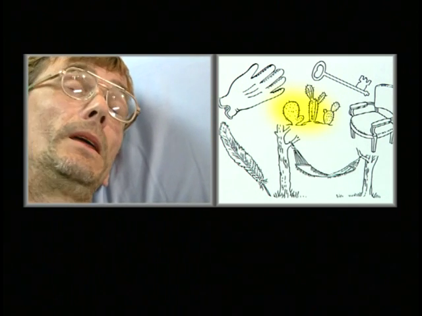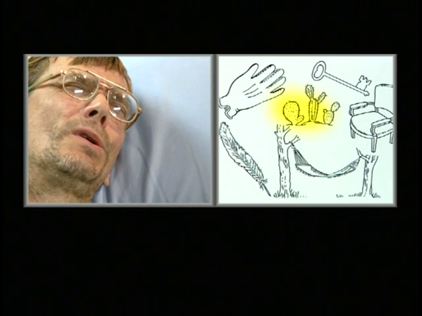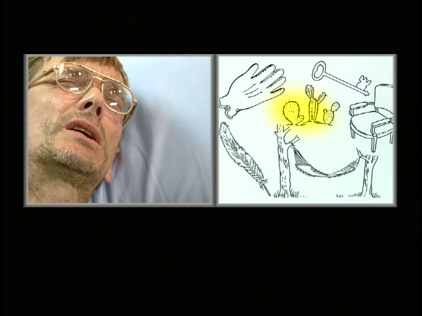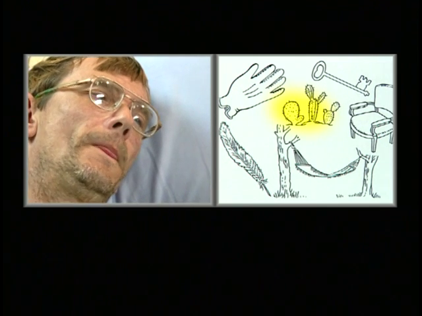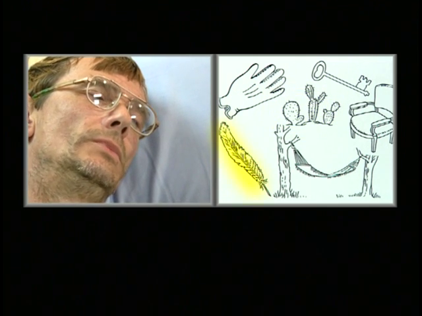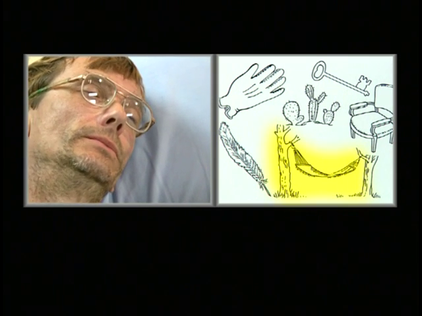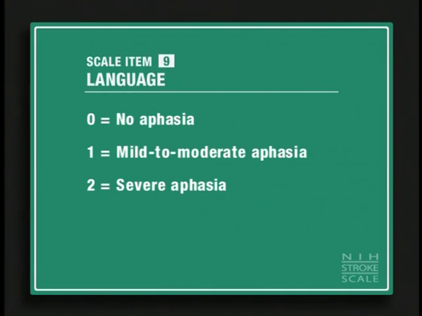Cut. I cannot pronounce. Okay. How about cat? Cuts. Good. All right. How about this one here? Feather. And this one here? Hammock. Okay.